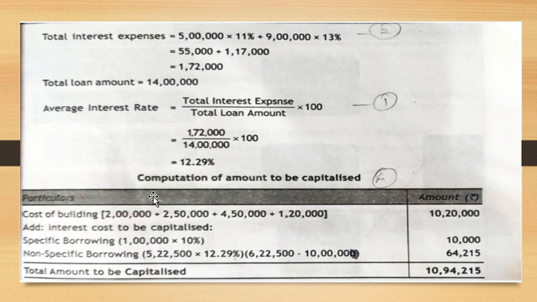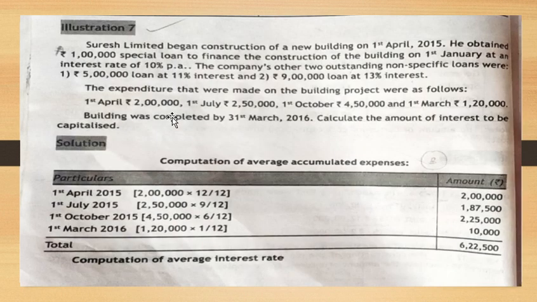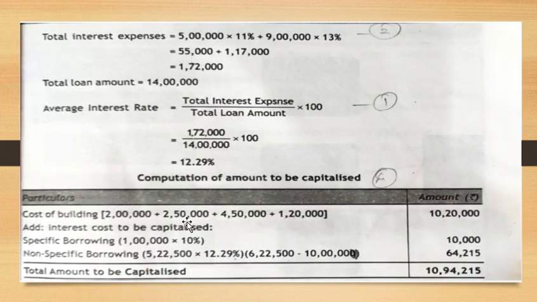Now we will get into the computation of the amount to be capitalized. The cost of building is the expense which is spent on it. As per the question, the expenses spent are 2 lakh, 2 lakh 50, 4 lakh 50 and 1 lakh 20. So 2 lakh plus 2 lakh 50 plus 4 lakh 50 plus 1 lakh 20, the total expense spent is 10 lakh 20,000.